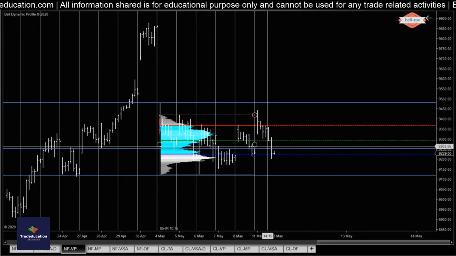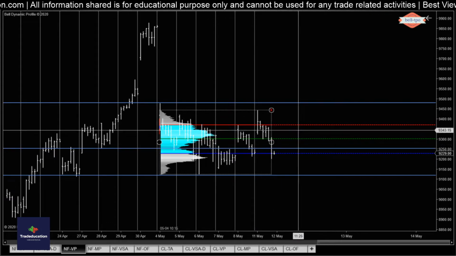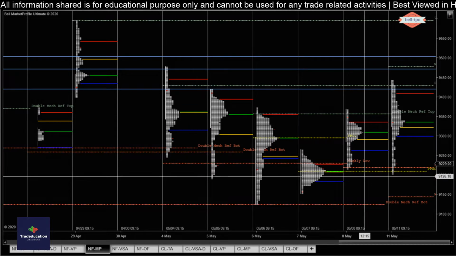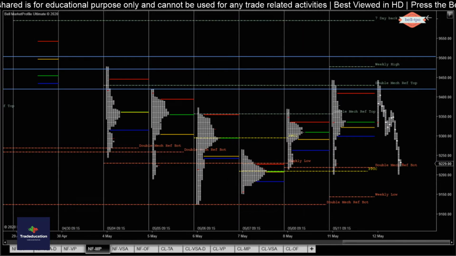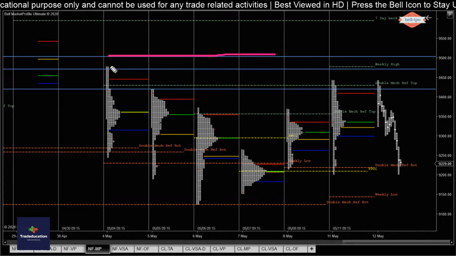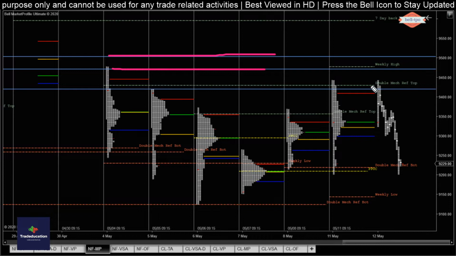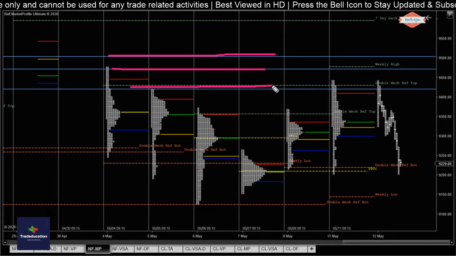So let me also draw the volume profile. This will come up later. Looking from the market profile charts, these are some of the reference areas which I've had. There are these three lines. What are these three lines? I'll tell you.